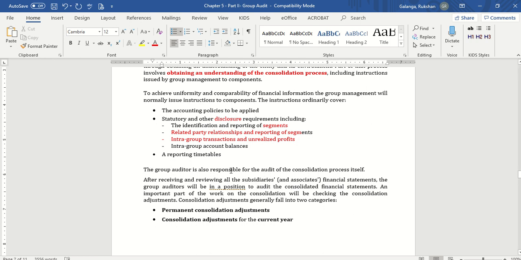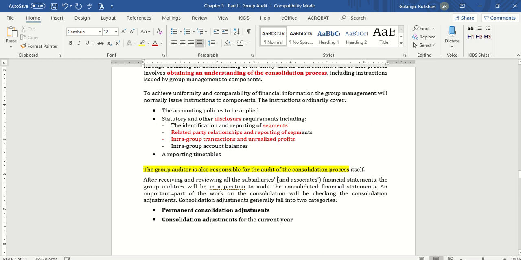The group auditor is also responsible for the audit of the consolidation process, right? The auditor has the responsibility to do the group audit, so he should be responsible for the audit of the consolidation process as well, right? After receiving and reviewing all the subsidiaries' or associates' financial statements, the group auditor will be in a position to audit the consolidated financial statement.